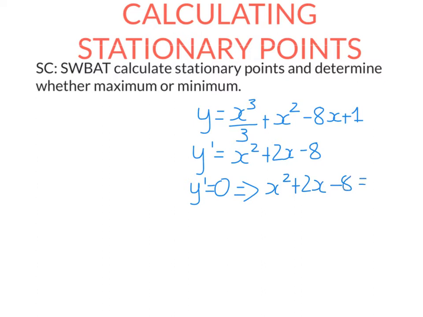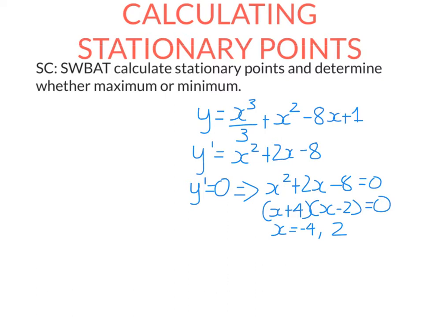So this one's an easy one to factorize. Two numbers that multiply to minus 8 and add to 2 give us x plus 4 and x minus 2. So the possible stationary points occur solving this equation. If x plus 4 equals 0, we get x equals minus 4. If x minus 2 equals 0, then x equals positive 2. So these are the x values of the stationary points.